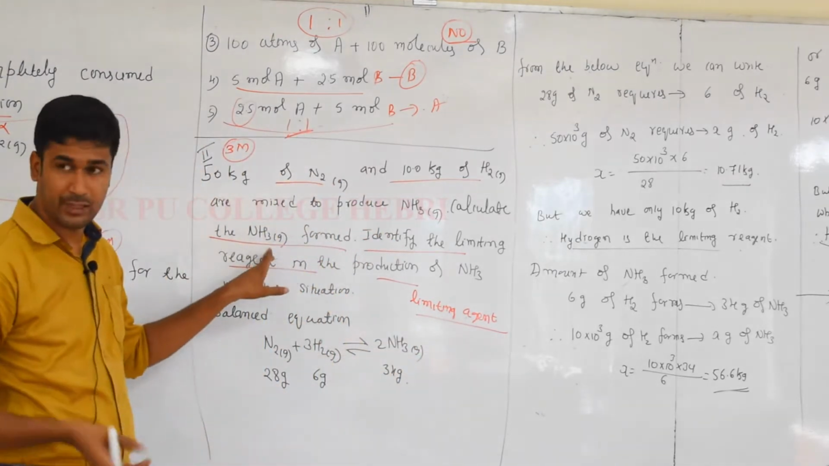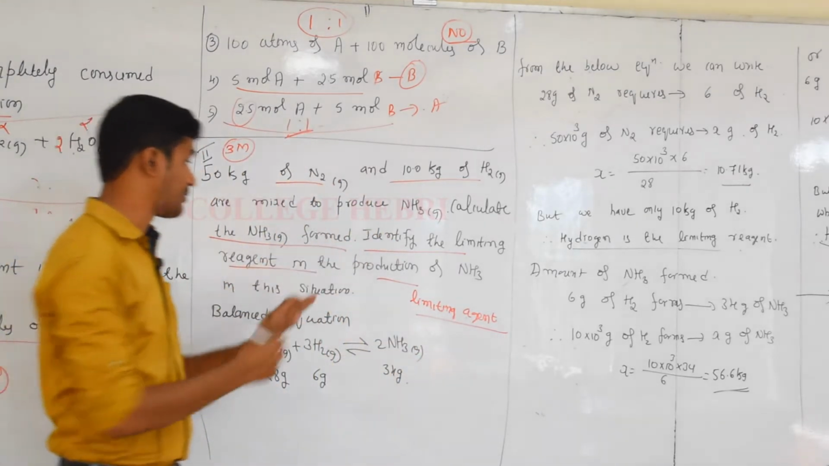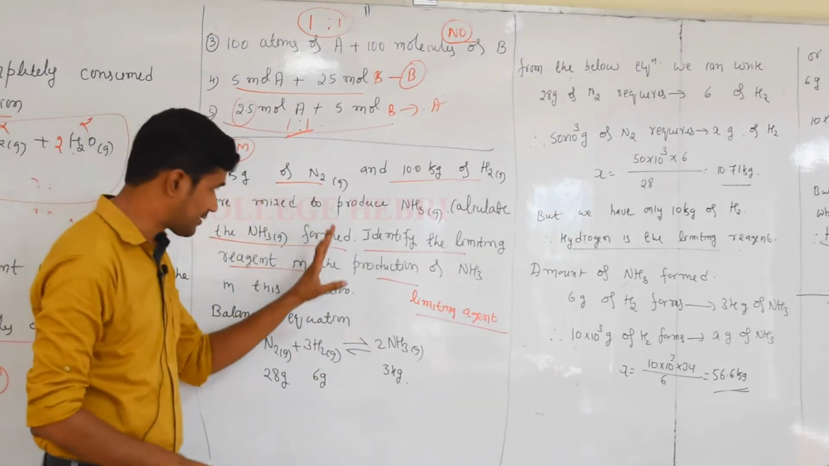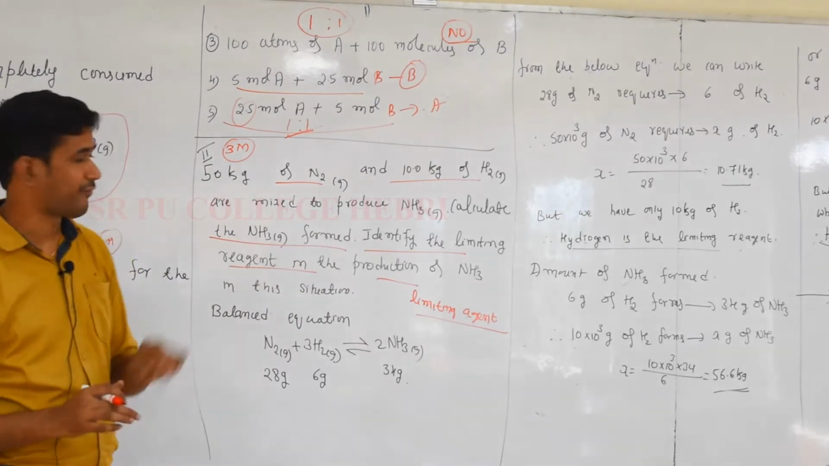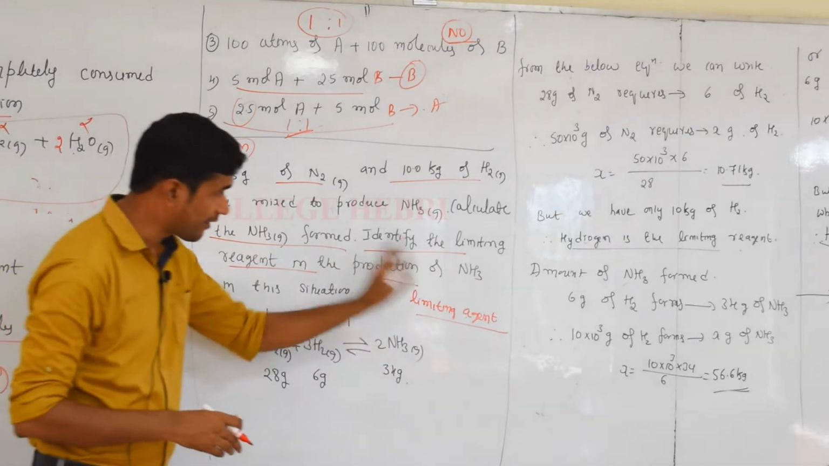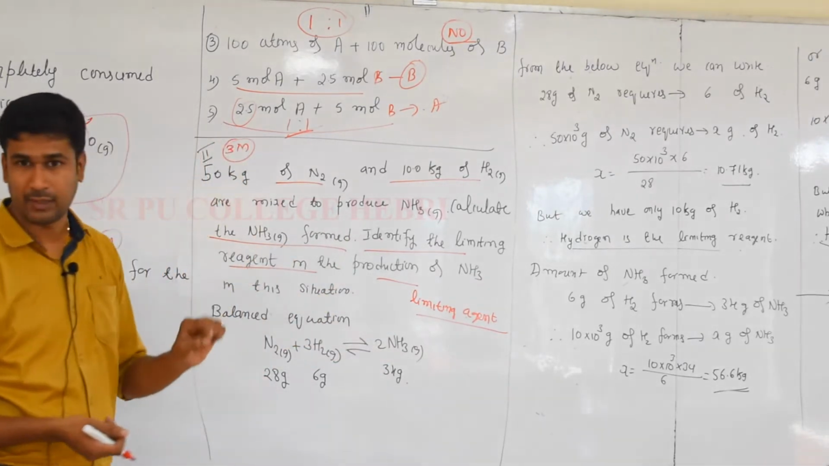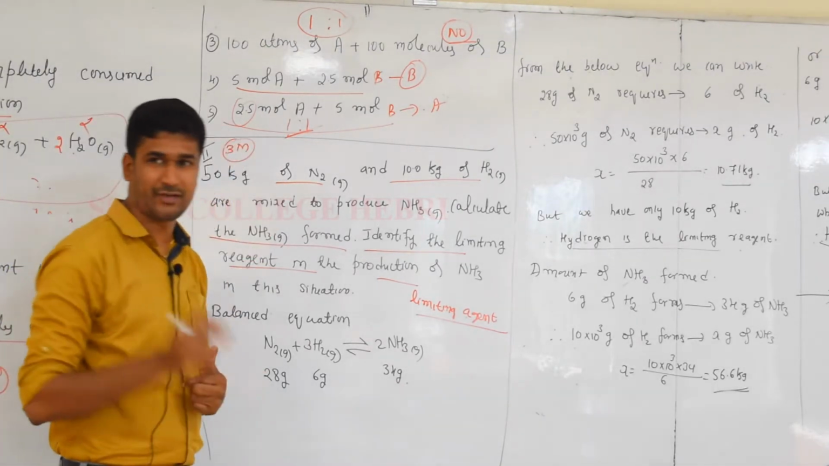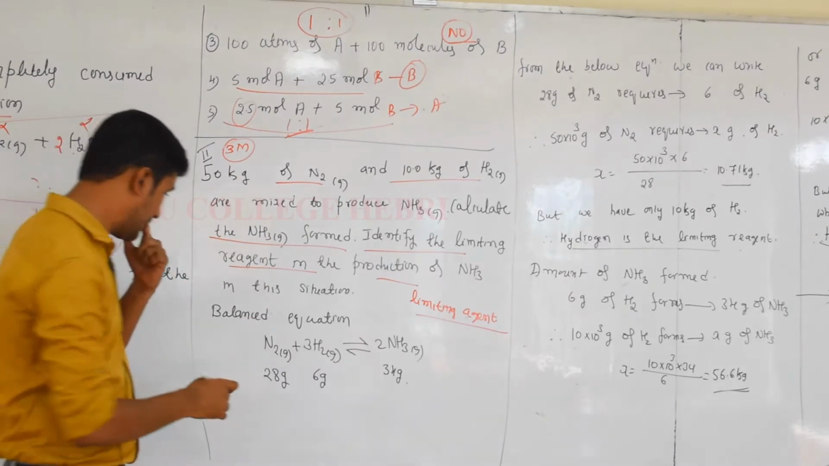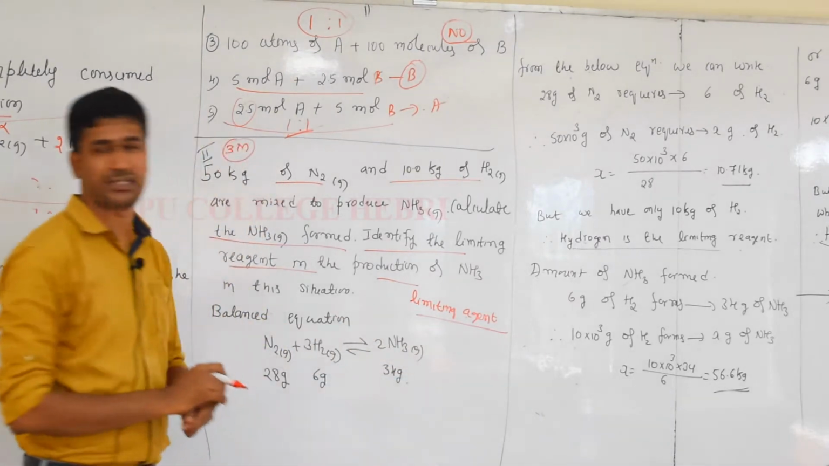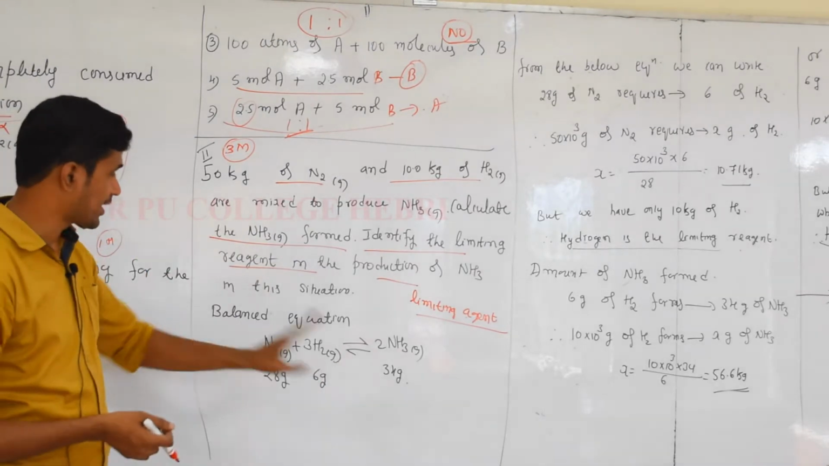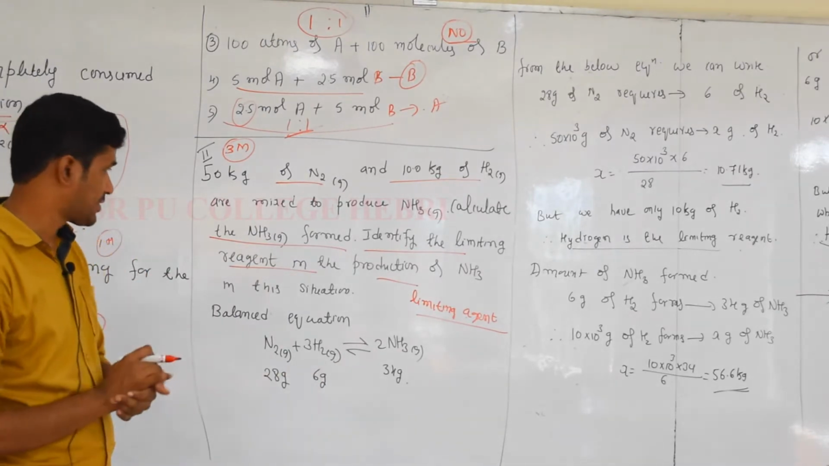Remember this correctly. In any question, in the second part they ask you to find the limiting reagent. But the first thing we have to do is find the limiting reagent. After finding the limiting reagent, you can calculate the amount of ammonia formed. First, we have to write the balanced chemical equation for the formation of ammonia. We have to write a stoichiometric equation for the formation of ammonia.